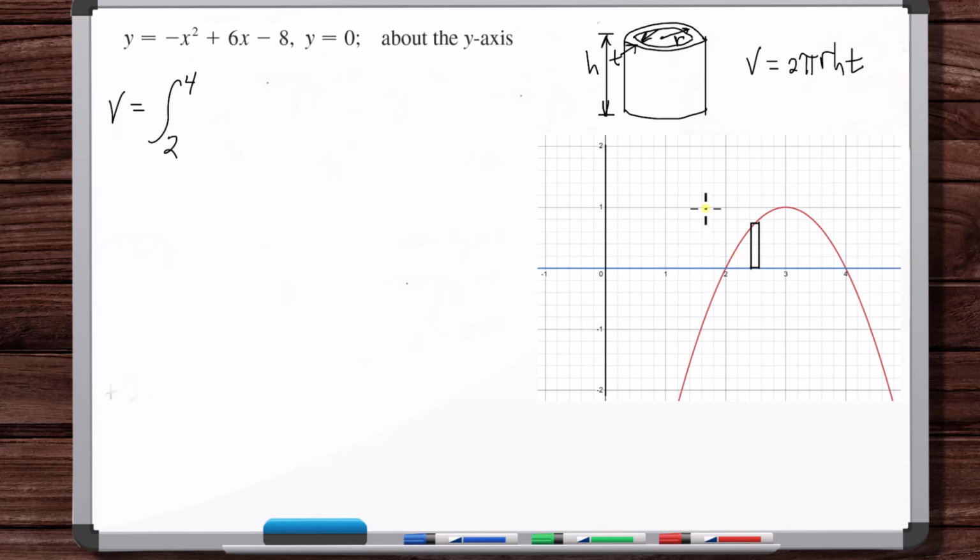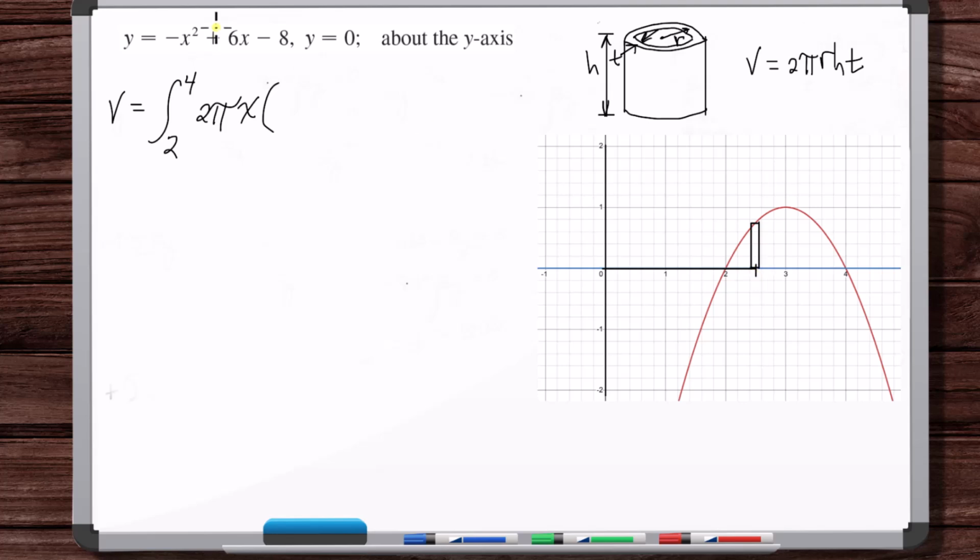And so what's the volume of each of these differential elements? You imagine rotating this about the y-axis to get a shell. So it's 2 pi. What is r here? r is this distance, so it's just the x coordinate. 2 pi x. Okay, now what's the height?